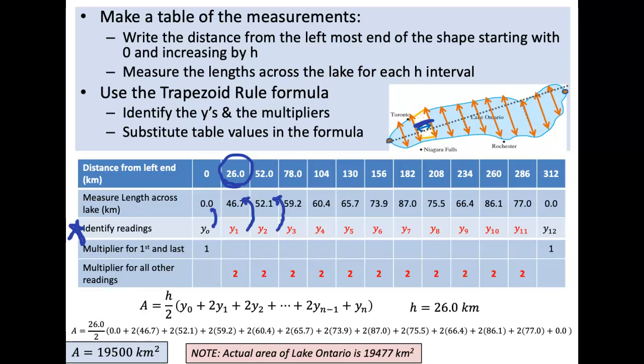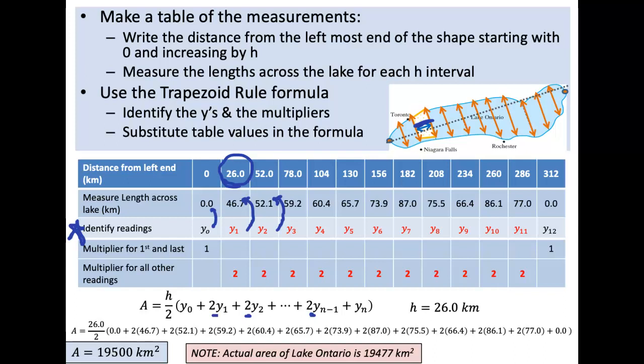And then this is our formula. Now, our formula says for the first value, you just leave it as it is. So whatever that first number is, that's the value. The second number, however, the second length, you multiply it by 2. And you do that with all the other lengths. You multiply it by 2 until you get to the very last one, and that just stays as it is. The y sub 12 term stays as it is.